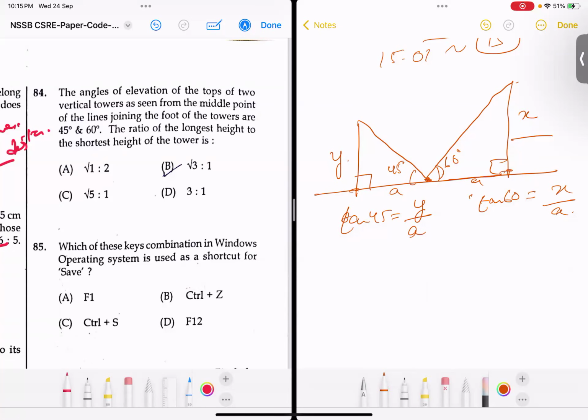Now we all know that tan 45 degree is 1, right? Is equal to y by a. Similarly, tan 60 degree is root 3, which is equal to x by a.